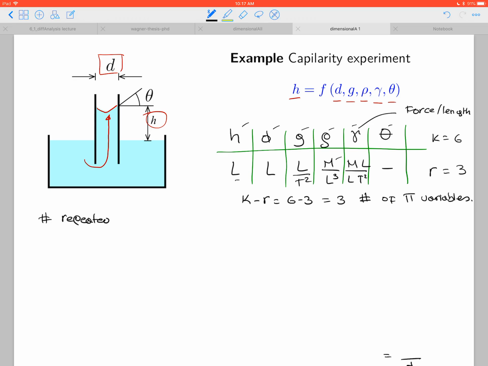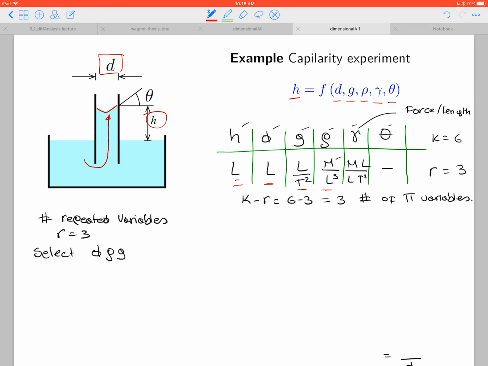So we have to select 3 variables. In this case, we are going to select d, g, and rho. Why? Okay, let's have a look. We have d, which is length. We have gravity, which has time, as opposed to d that only has length. And we have rho, which has mass. So each one of those has different dimensions. All three have length, but the second one has time and the third one has mass, which is not in the other ones. So that's a good combination.